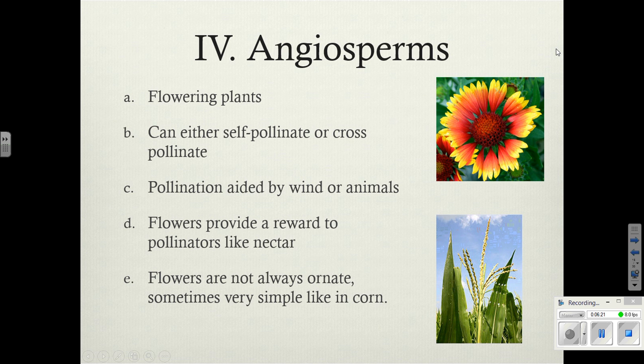Usually they'll use insects. So that's the whole purpose of a flower, is to be bright and colorful to attract a pollinator like a bird or a butterfly who feeds on the nectar. When they're feeding, they get the pollen all over themselves and they go to the next plant and help pollinate that. Just keep in mind flowers are not always ornate, so they're not always really pretty like the top picture here. Sometimes this is the flower, like it is in corn. Not real ornate, but still, hopefully something's feeding on it.